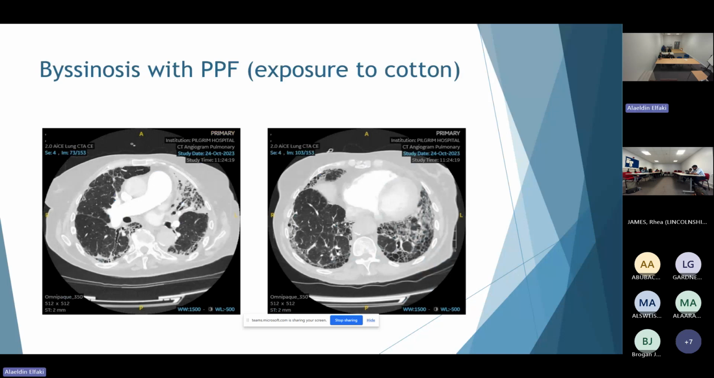Some lung fibrosis might be related to jobs, so it is very important to ask about the social history of the patients. For example, this is byssinosis. It might present also with heterogeneous fibrosis, honeycombing, and some ground glass changes in a patient who was previously exposed to cotton. So jobs are a very important part of the history you need to focus on when you see a patient with lung fibrosis.